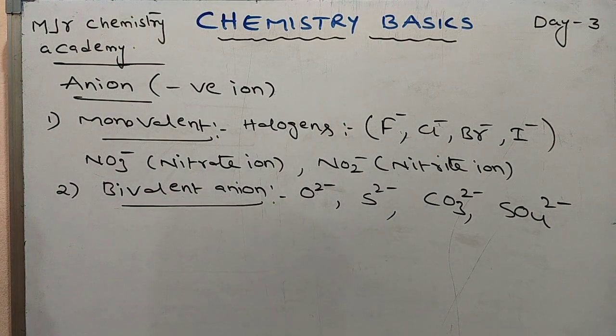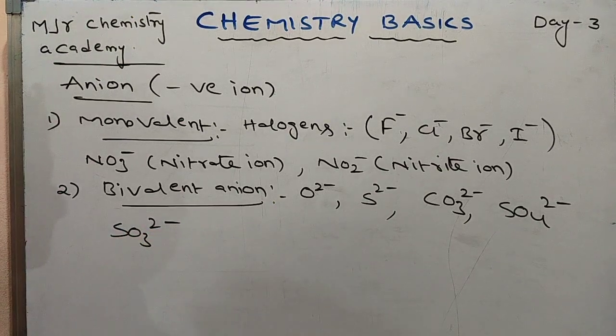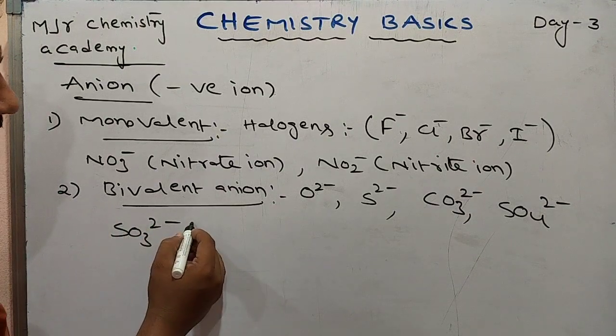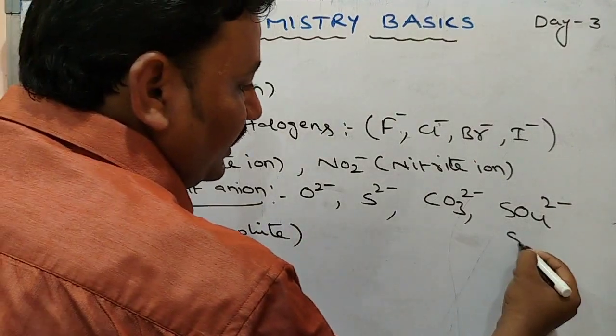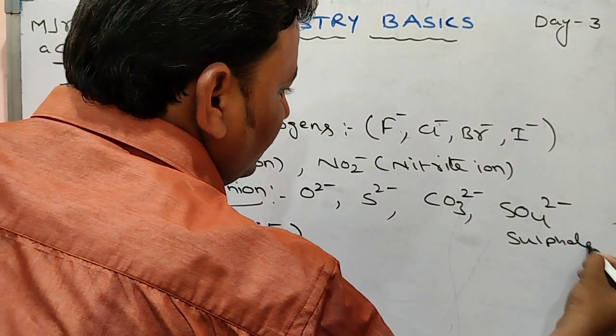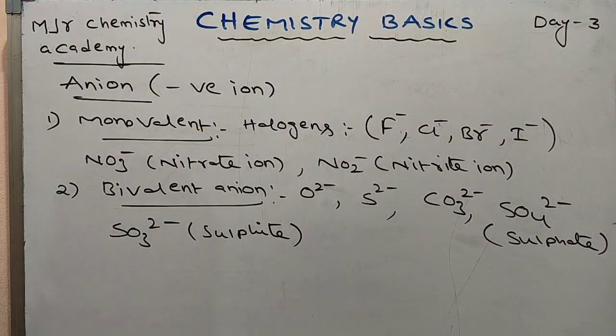And SO3 2 minus, sulfite, is also there. Okay, this is the sulfite, and this is the sulfate. This is the variation between them. Like this, bivalent ions also there.